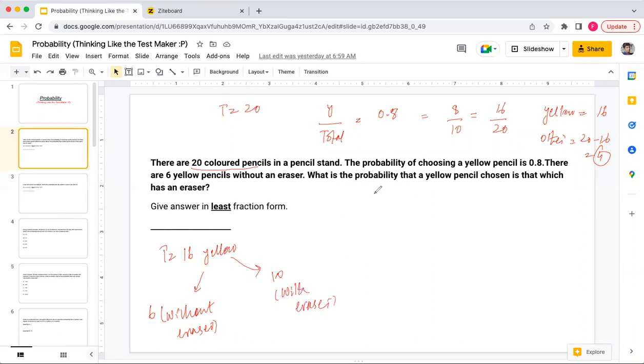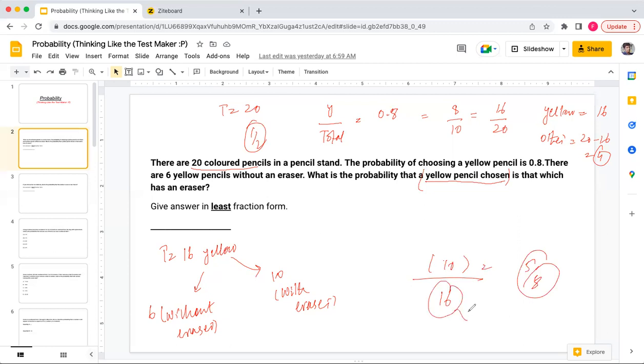The question is, what is the probability that a yellow pencil is chosen? This is where the person who got 1/2 got the question wrong. The question is not asking about the total. The question is asking about out of yellow pencils. So now the total scenario is yellow pencils, which is how much? Which is 16. The question is saying, what is the probability that the yellow pencil chosen has an eraser? So how many yellow pencils have an eraser with them? 6, 10, right? So this will be 5/8.